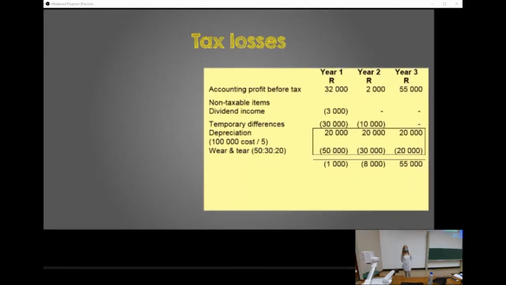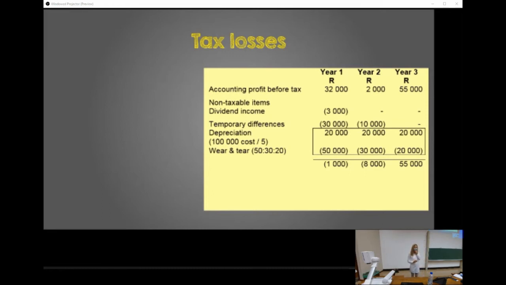So here we have an example of a company that has had an accounting profit, but due to the adjustments for non-taxable income items and temporary differences, this company actually ends up having a tax loss. So there's a tax loss for year 1, for year 2, and then eventually in year 3, they start making taxable profits again, which means they can now use these tax losses to pay less tax in future.